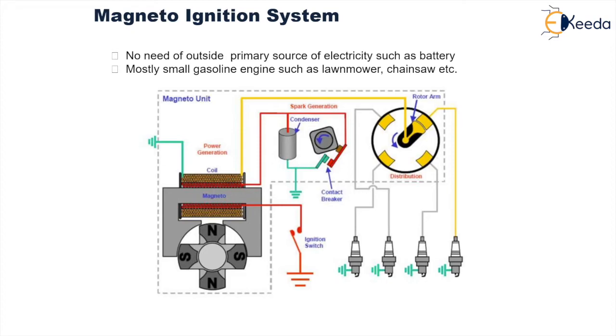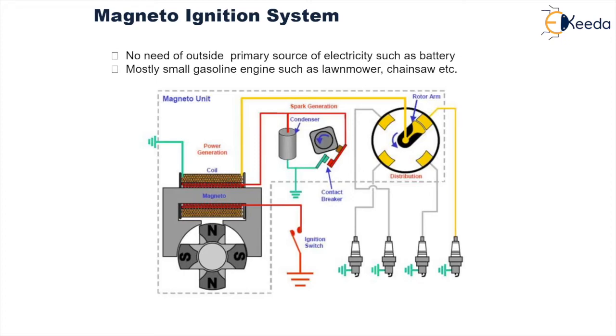The main disadvantage of this system lies in the fact that the windings that are used carry a high voltage, and there is a possibility of causing engine misfire due to leakage. If the voltage is leaked, then misfiring of the engine might take place.